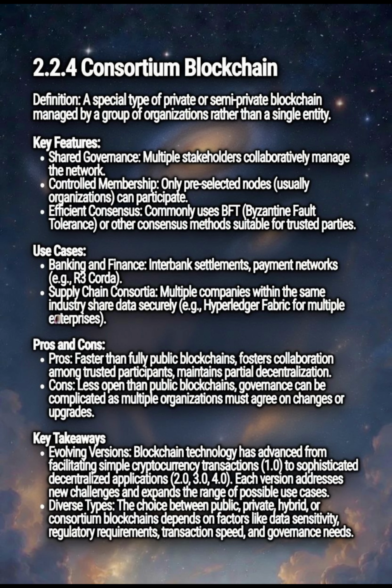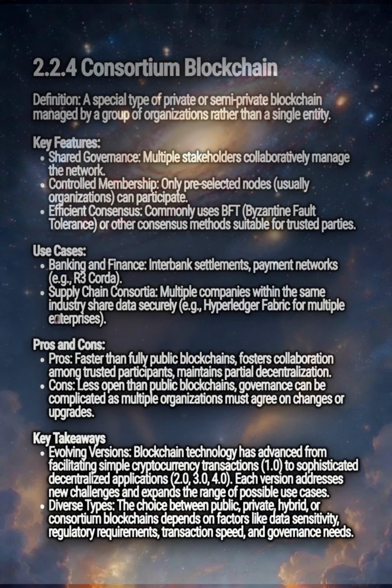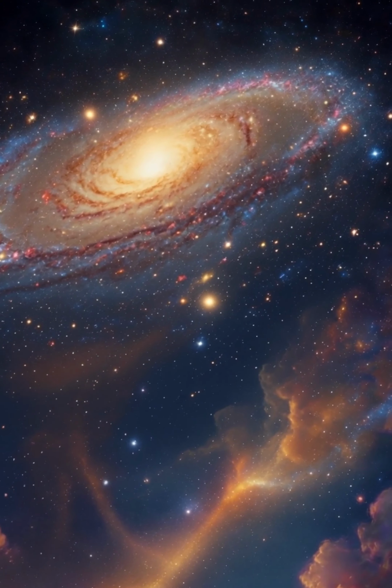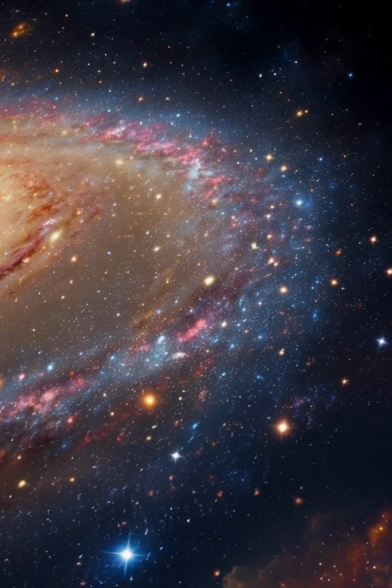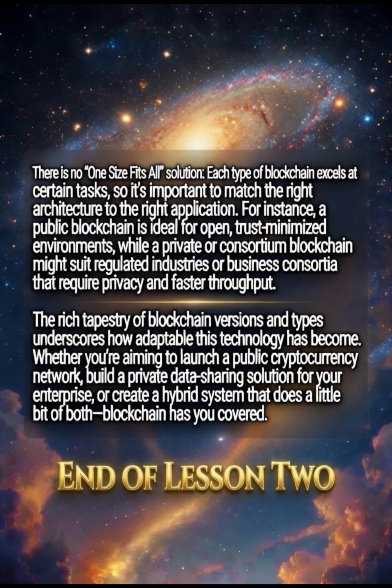Key takeaways, evolving versions. Blockchain technology has advanced from facilitating simple cryptocurrency transactions to sophisticated decentralized applications. Each version addresses new challenges and expands the range of possible use cases. Diverse types. The choice between public, private, hybrid, or consortium blockchains depends on factors like data sensitivity, regulatory requirements, transaction speed, and governance needs. In conclusion, there is no one-size-fits-all solution. Each type of blockchain excels at certain tasks, so it's important to match the right architecture to the right application.